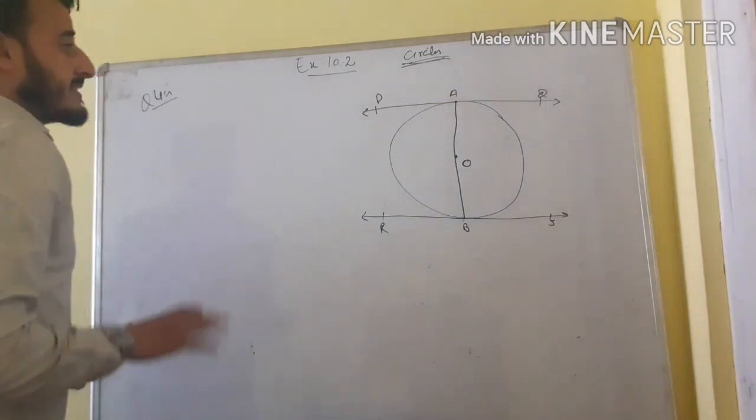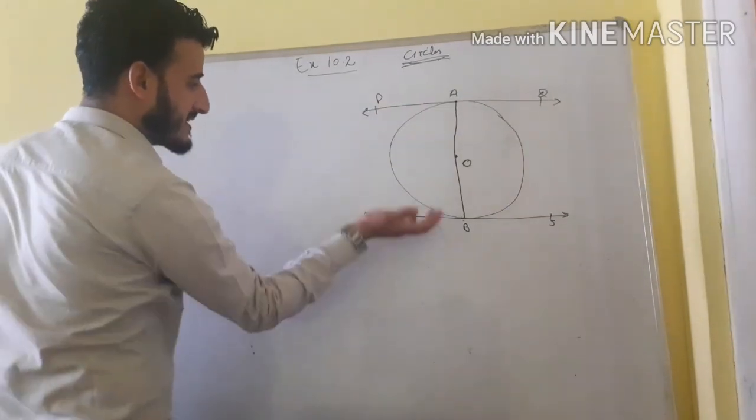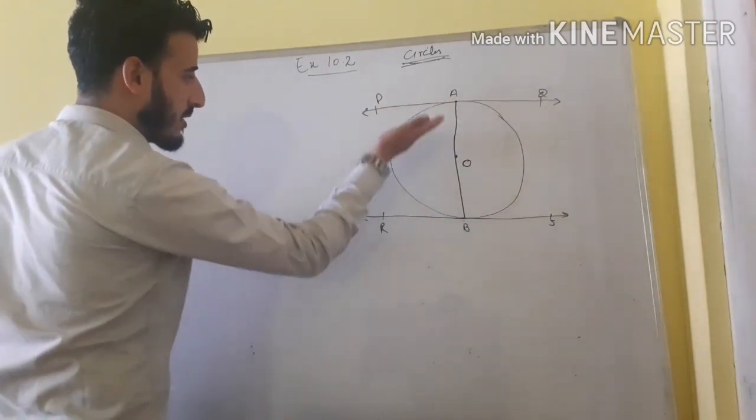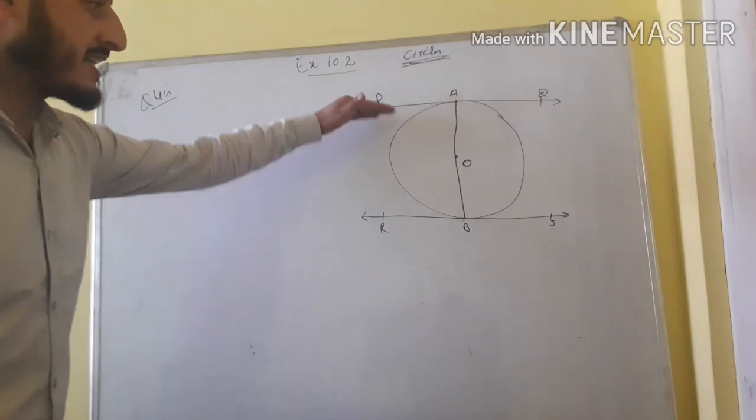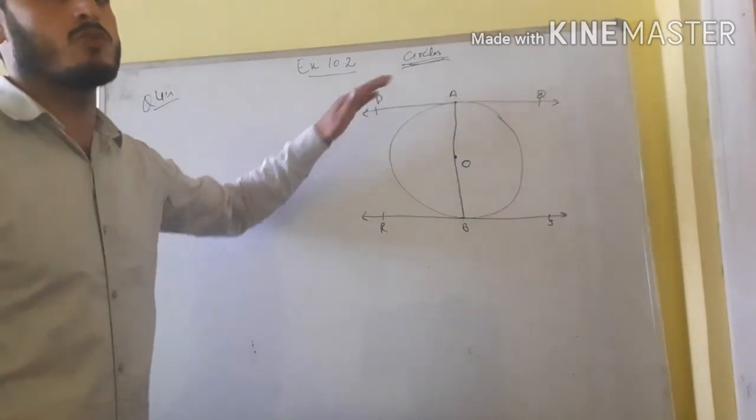Second thing is, what we need to prove is that the tangents passing through the ends of the diameter are always parallel to each other. We need to show that these two will be parallel to each other.